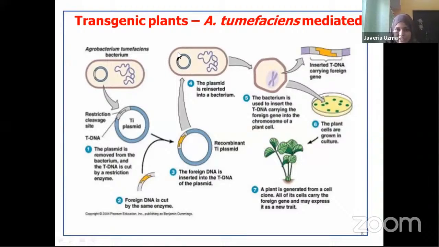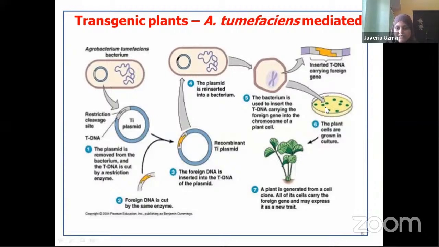Okay, now this TI plasmid has our gene of interest. This gene of interest is inserted into the plant cell by doing co-cultivation, which means your plant cells and bacterium are grown together. Now, due to a technique known as transformation, these genes of interest will be inserted into your plant cells. Now you will get your plant, generated from a cell clone. All of its cells carry the foreign gene and may express it as a new trait.